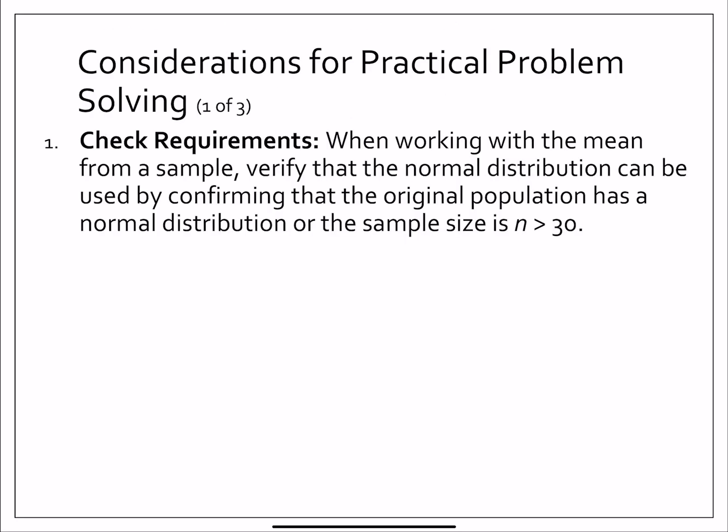So the first thing we want to do, step one, when we're doing one of these problems, is check the requirements. First you need to say, am I working with a normal distribution? Is the population normally distributed? If not, then you need to say, is my sample size bigger than 30? And let's say you don't know if the population is normally distributed. Then as a check, you should just pick a sample size bigger than 30.